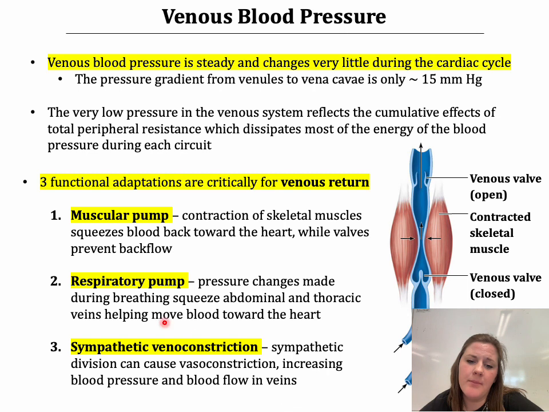Also, respiratory pump, similar concept, muscles within the thoracic cavity squeezing and contracting as we breathe helps to move the blood forward in the veins. And then sympathetic venoconstriction. This just refers to the fact that the sympathetic nervous system does innervate our vessels, right? It does cause a little bit of constriction in the vessels, and that helps to establish some pressure in that vessel and to help with return of blood to the heart.